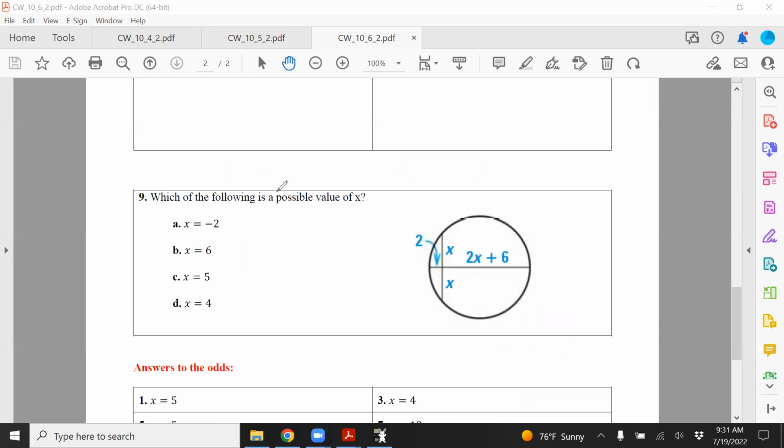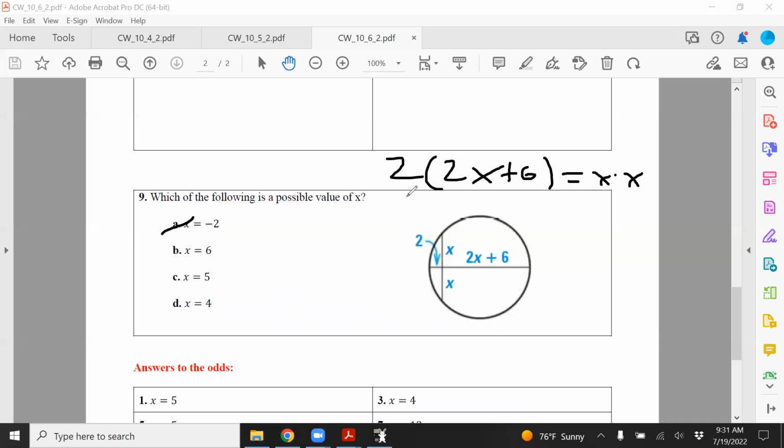Lastly, number 9. If x is a positive number, well, it can't be negative. Forget about that one. Let's work it out. It's going to be 2 times 2x plus 6 equals x times x. Remember, it's just what we saw earlier in number 1.